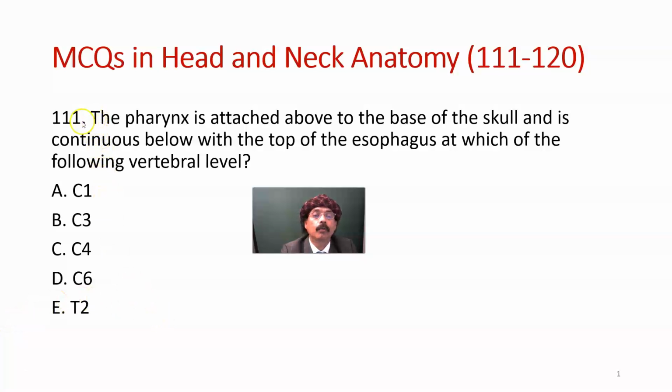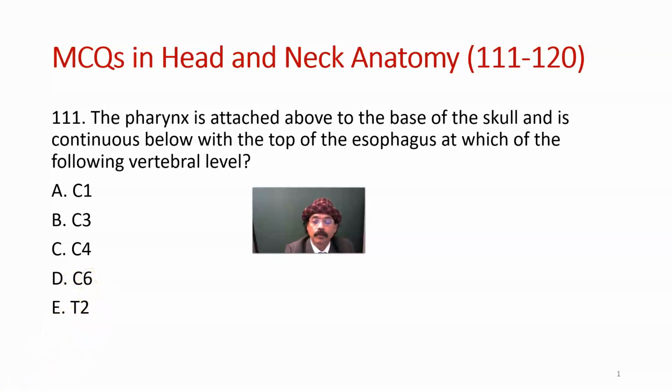Question number 111. The pharynx is attached above to the base of the skull and is continuous below with the top of the esophagus at which of the following vertebral levels? Cervical vertebra 1, cervical vertebra 3, cervical vertebra 4, cervical vertebra 6, thoracic vertebra 2. Answer should be D, that is cervical vertebra 6.